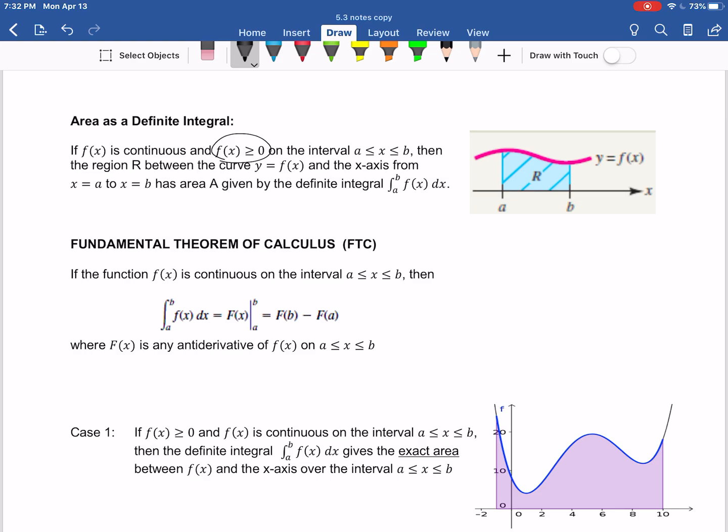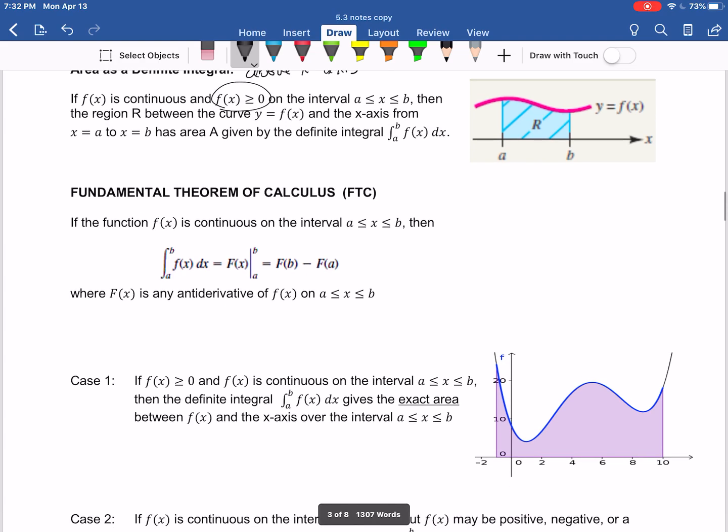If your function is strictly above the x-axis, that's what it means to be greater than or equal to 0: on or above the x-axis, so it doesn't go below. From A to B, the region R, which is the area between the curve and the x-axis from A to B, has area A given by the definite integral from A to B of f of x dx.